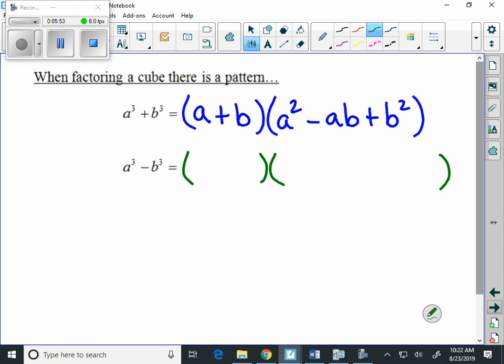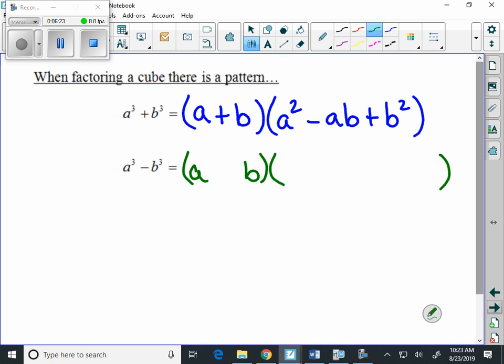To figure out the little parentheses, we take the cube root of a cubed. A cubed and the cube root are inverse operations, and we get a. I'm going to ignore the signs for a couple of minutes. The cube root of b cubed is b. Again, b cubed and the cube root are inverse operations.